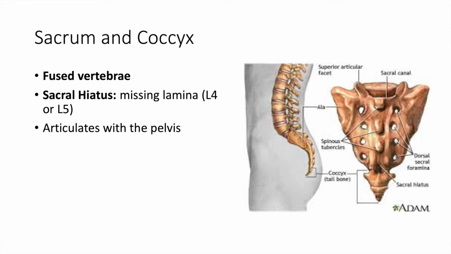Sacrum and coccyx. Our sacrum looks very different in our coccyx than the rest of our spine because it's fused. The sacral hiatus is missing lamina from L4 or L5, and this articulates with the pelvis.